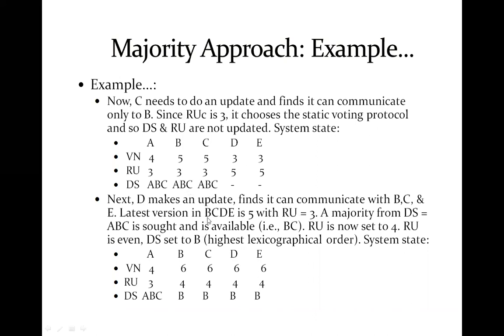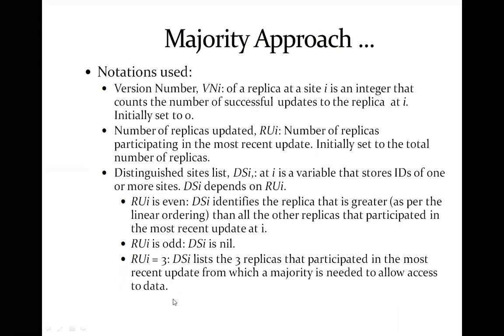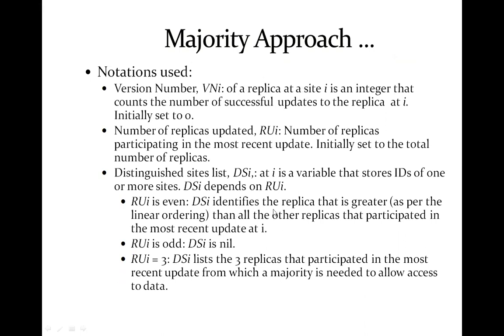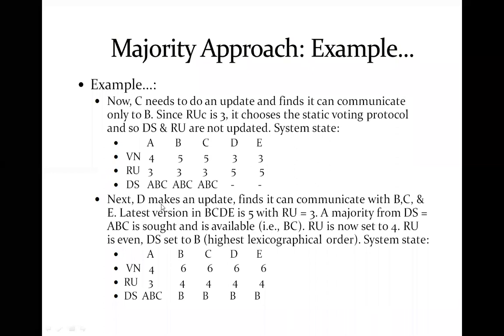So since the partition BCDE has 4 sites, the replica will be updated at all these 4 sites. So RU will be changed from 3 to 4, and here from 5 to 4 and 4. Since this RU has become even, what will be the DS? Let me give you. If the RU is even, DS identifies the replica that is greater than all the other replicas that participated in the most recent update.